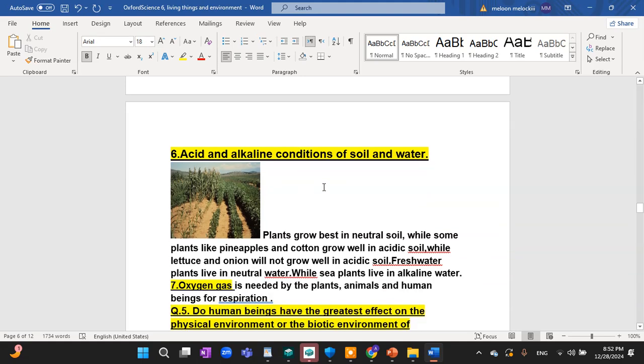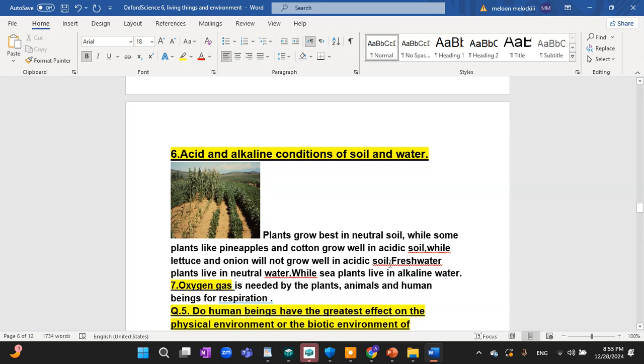Sixth factor is the condition of soil and water. So these are the conditions, acidic condition and alkaline conditions of soil and water. Plants grow best in neutral soil. The neutral soil is not acidic and it is not alkaline also. It is neutral. While some plants like pineapple and cotton grow well in acidic soil, lettuce and onion will not grow well in acidic soil.